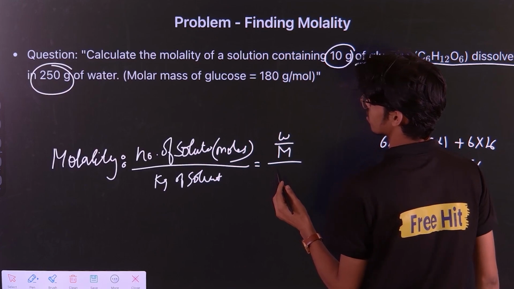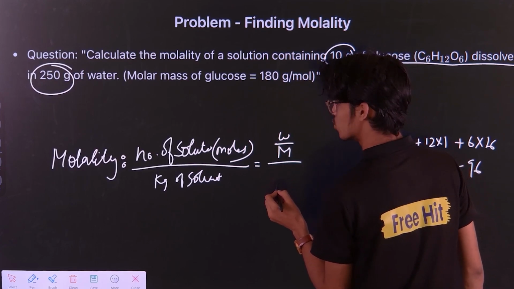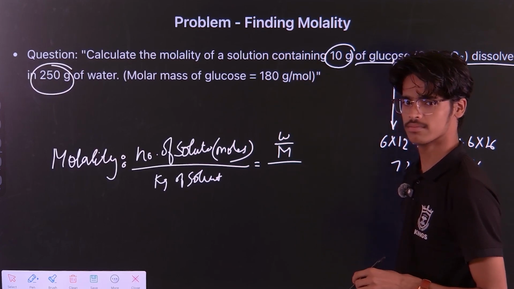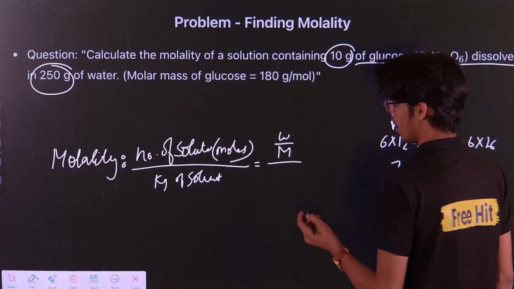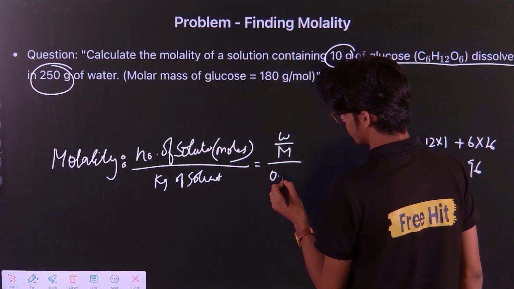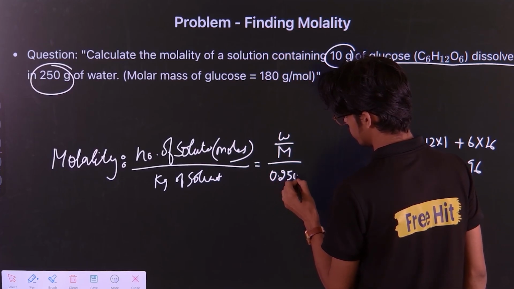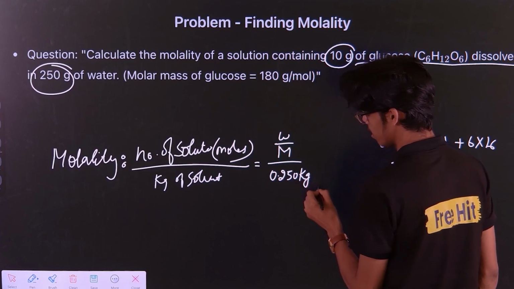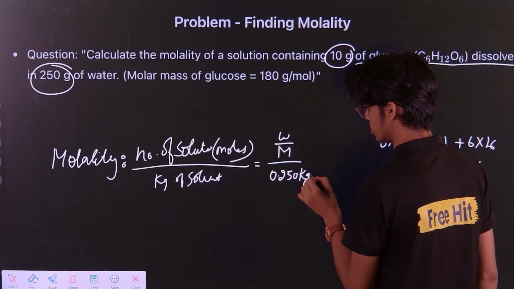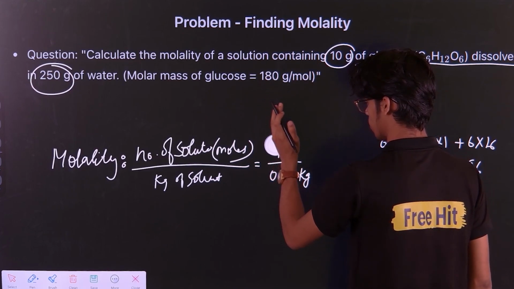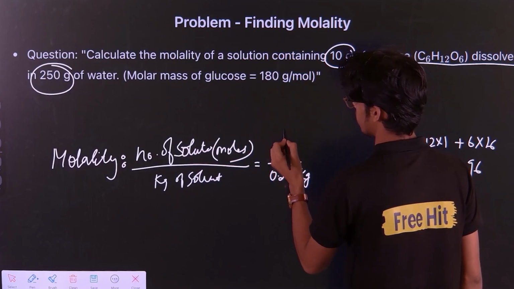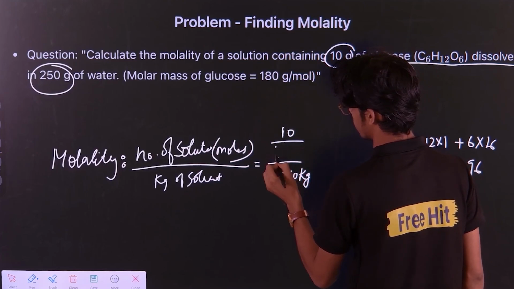What is the mass of solvent, by the way? 250 gram. Should I write it as 250? No, I should not write 250. I should write 0.250 kg. Write it in terms of kg. Now what is the given mass? Given mass is 10, molar mass is 180, and this is our answer.